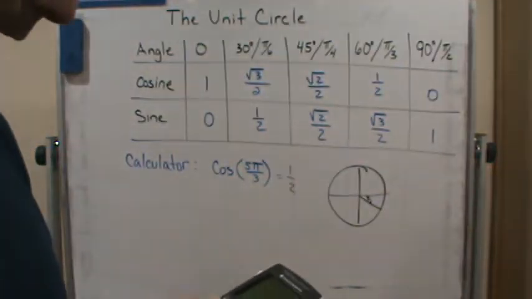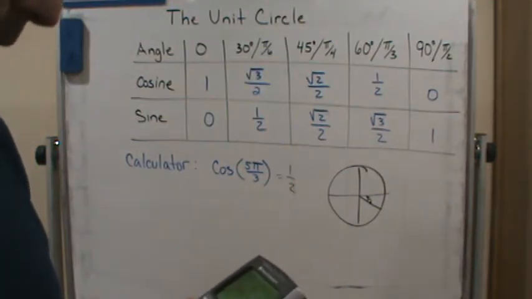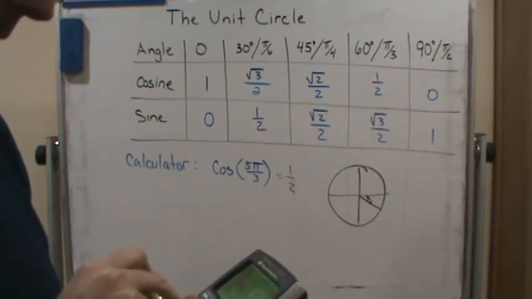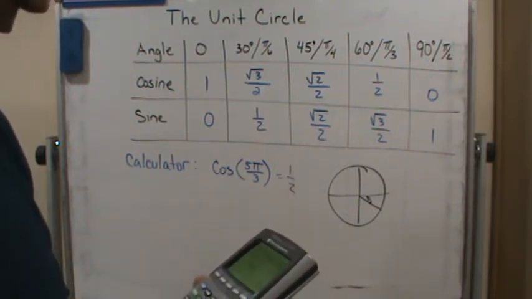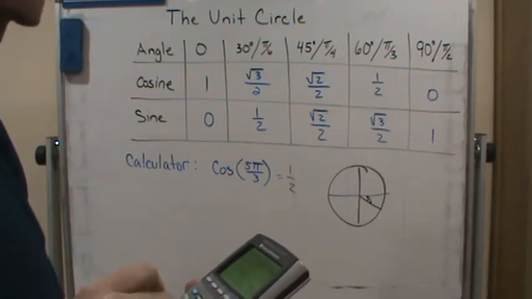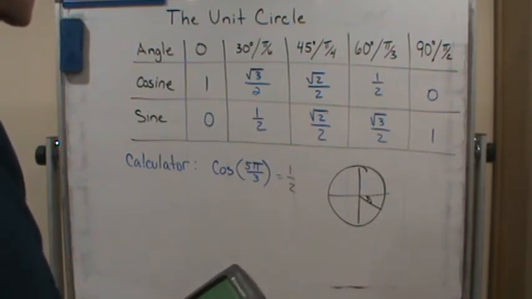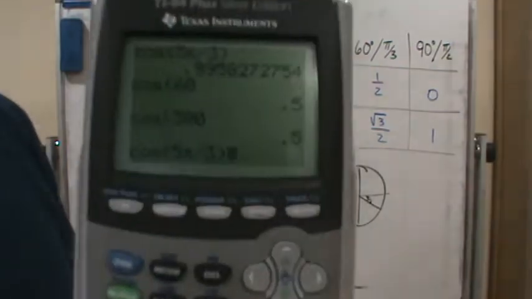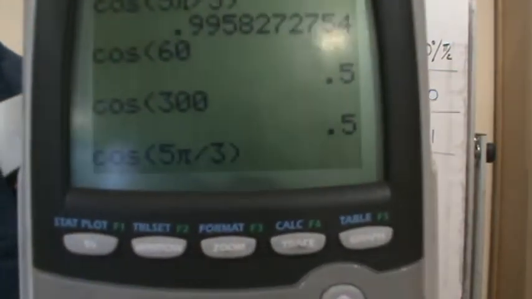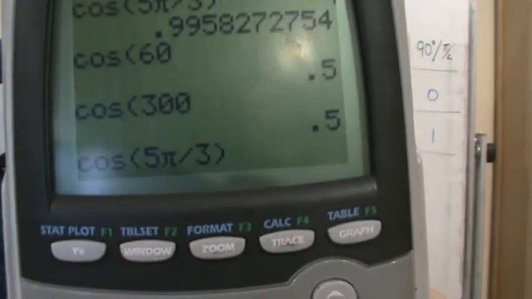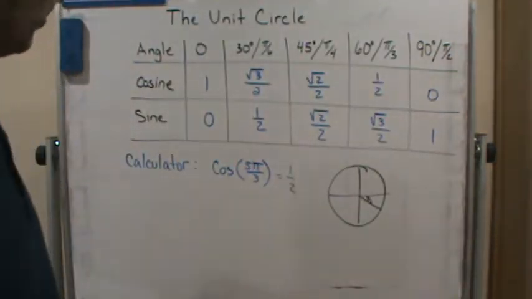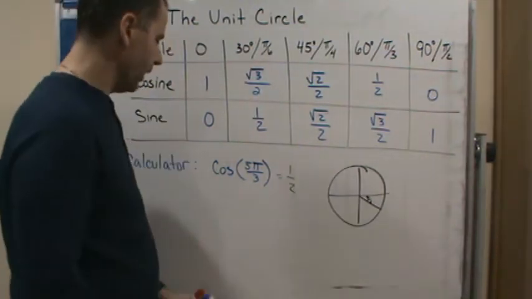Okay, so let's go back to mode and put it into radians. Now it's in radians. Now I've got my cosine of 5 pi over 3, and look at that, I get 1/2. So it works.